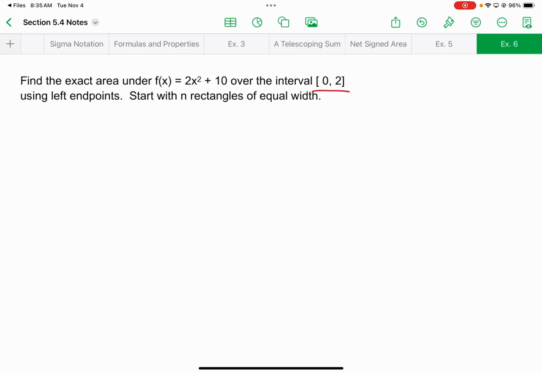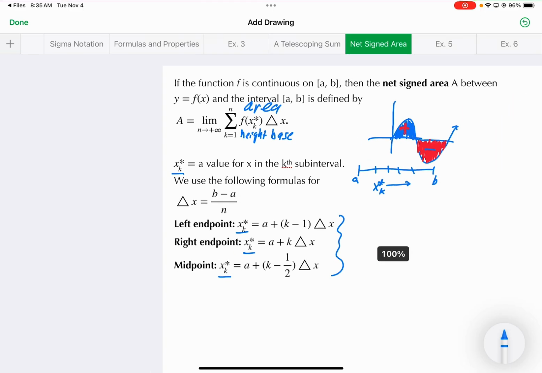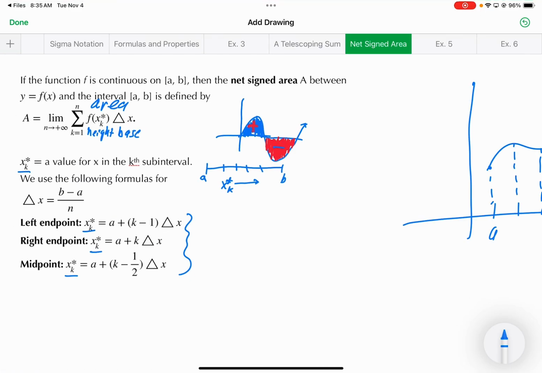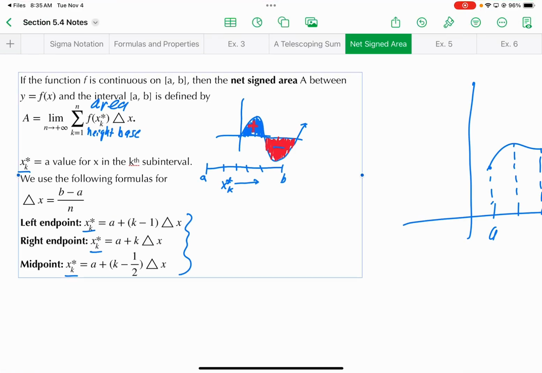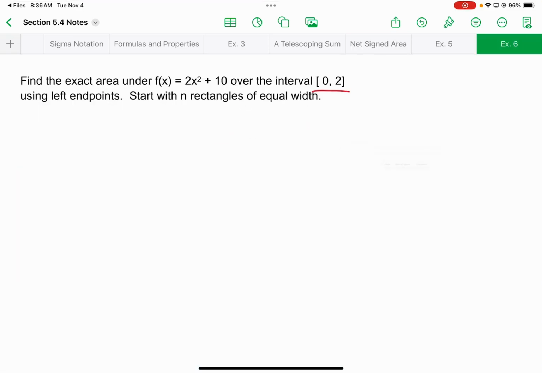Okay, so getting back into what we were doing in this section. We're doing net signed area, so we're using this formula, as we saw before, in order to find our area under our curve, okay? Now, with this one, there's our function, cool. We can find our change of x from that pretty easily. We need to use left endpoints.